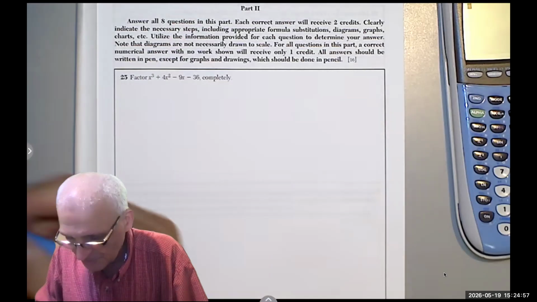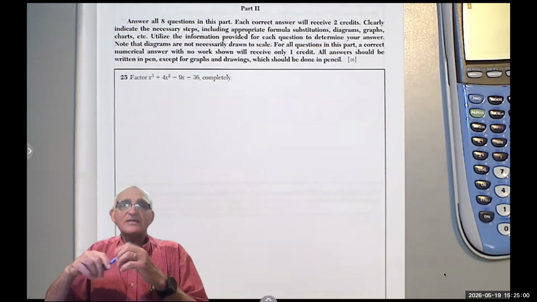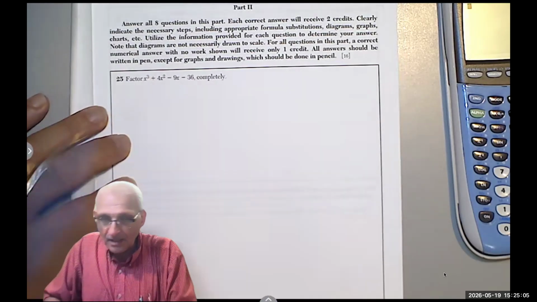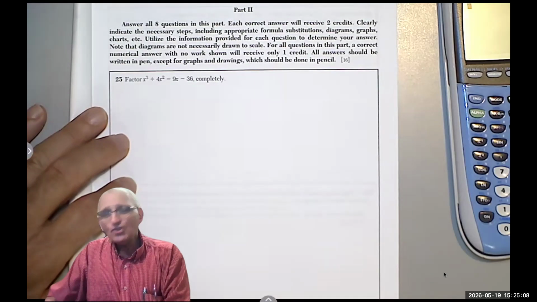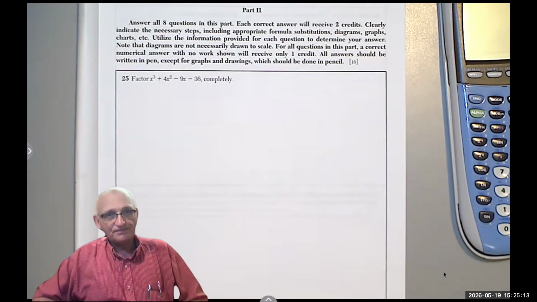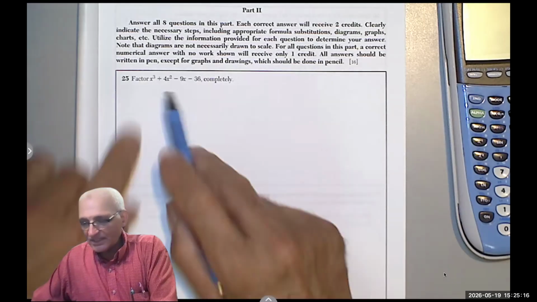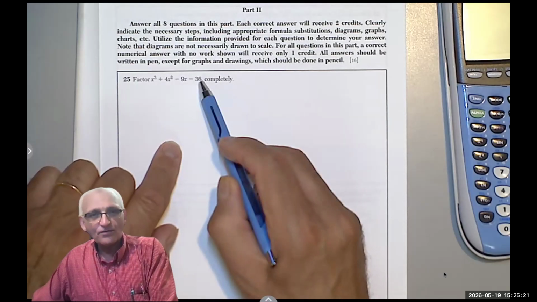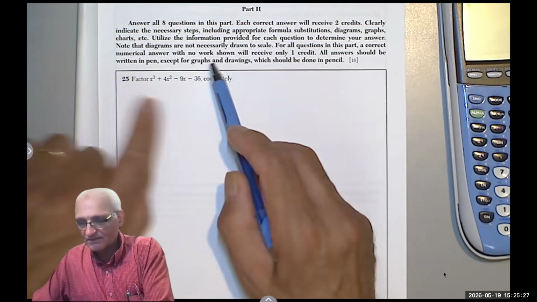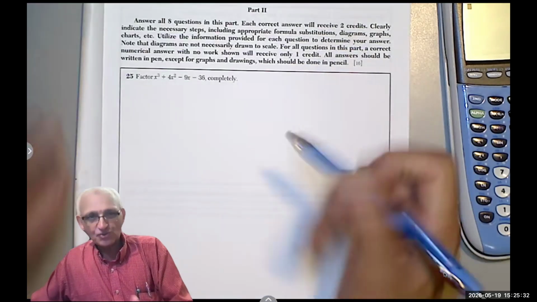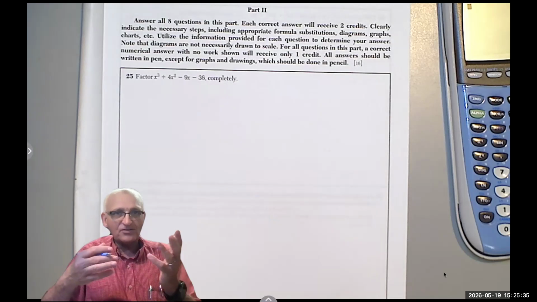So for part two, you have 8 questions and each one of them is worth 2 credits. In the first one, they tell you to factor this polynomial completely. Almost invariably when you have 4 terms, you can either combine the first 2 and the second 2, or the first and third and second and fourth. Do you know why? Because if you take the 1 and 2 together, the 3 and 4 together, the difference in power is 1. So usually you will end up with something in common that you factor out.